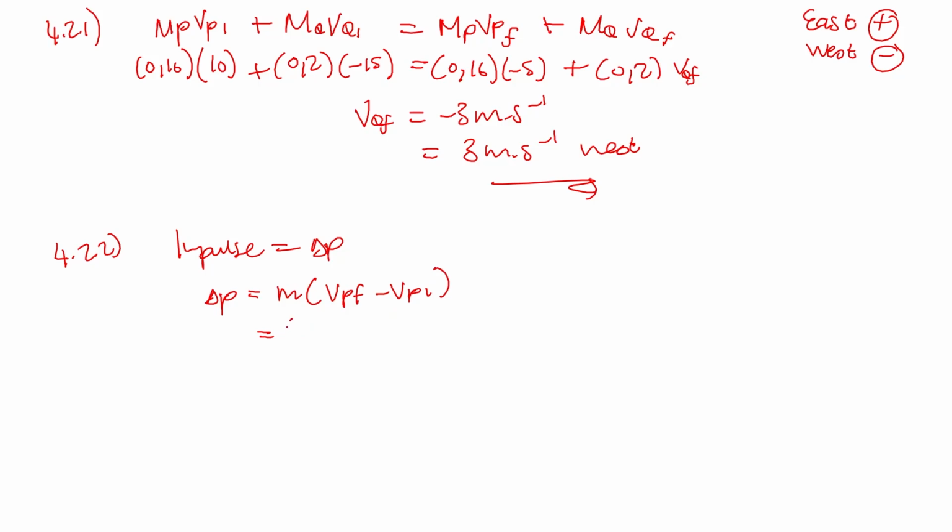So P's mass is 0.16. Its final velocity is minus 5 because we took west as negative, and its initial velocity is positive 10. You jot that in your calculator and you get negative 2.4, which you can just make positive 2.4 Newton seconds. And that is your final answer.